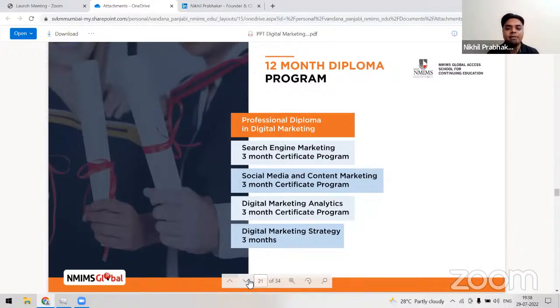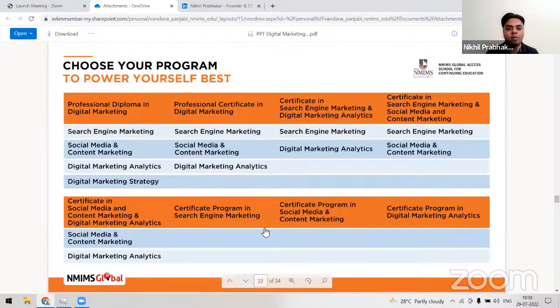If you look at the 12-month diploma program, here you also spend 3 months on the topic of how to combine the learnings from the first 3 modules and create a digital marketing strategy. So how can we scale things up? Once we have a fair understanding of all the components, how can we use them to drive a company or a business from the digital marketing strategy perspective? Okay. So this is the overall 12-month diploma program.